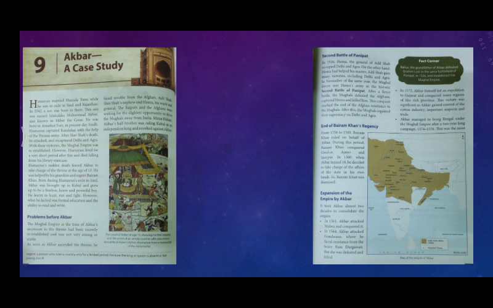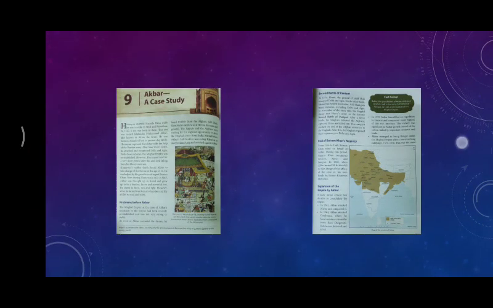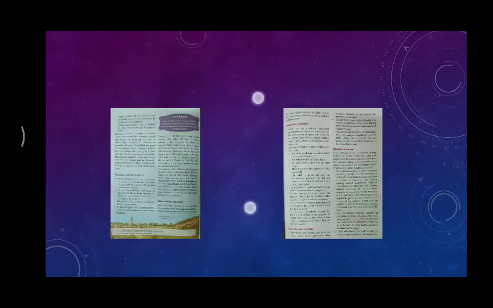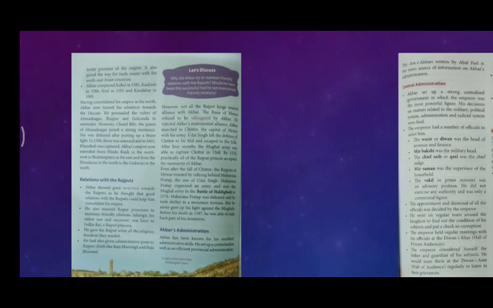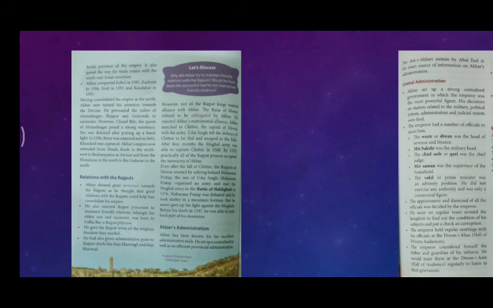Akbar managed to bring Bengal under the Mughal Empire after a 2 year long campaign, 1574 to 76. This was the most fertile province of the empire. Akbar conquered Kabul in 1585, Kashmir in 1586, Sindh in 1591, and Kandahar in 1595. These were all annexations done by Akbar.